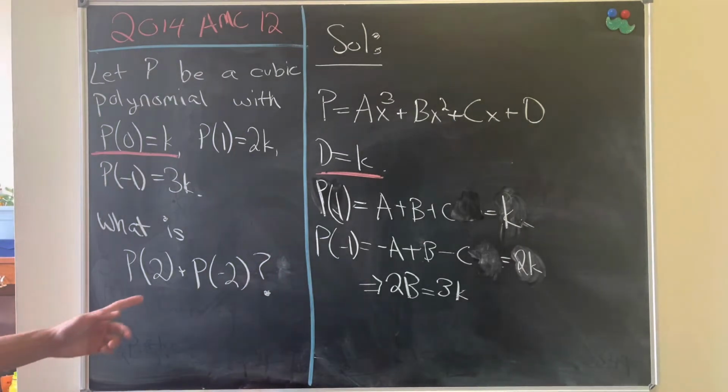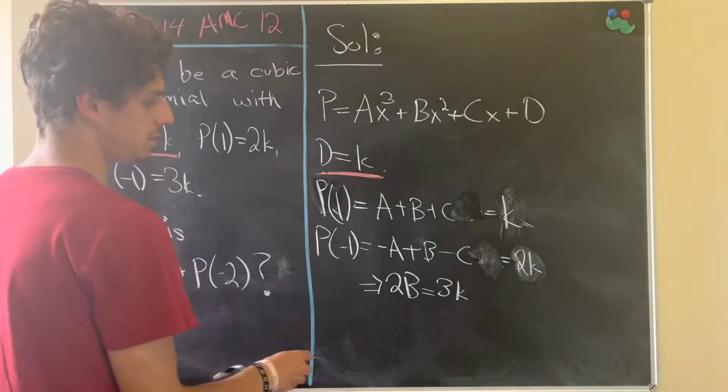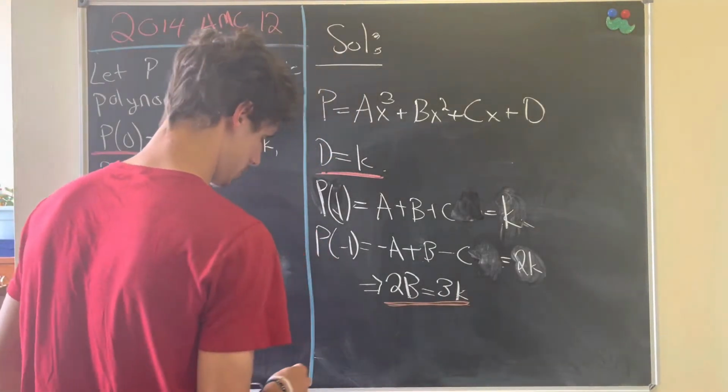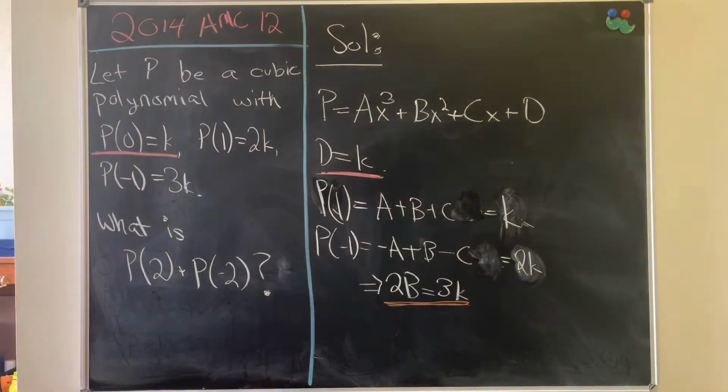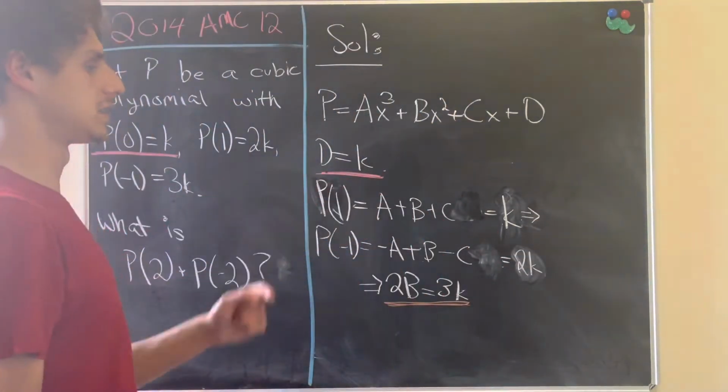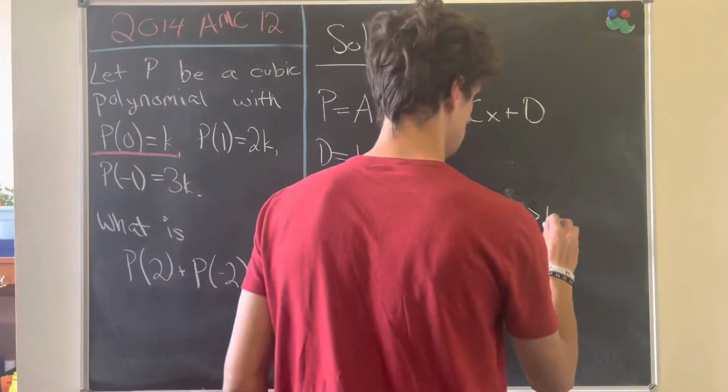which will help us for this p of 2 and p of negative 2 case. We'll leave it in this form. We won't simplify any more than that. So this is our second fact that we're going to use. And then finally, if 2b is equal to 3k, then that means from this equation here that a plus c is equal to negative 2k.